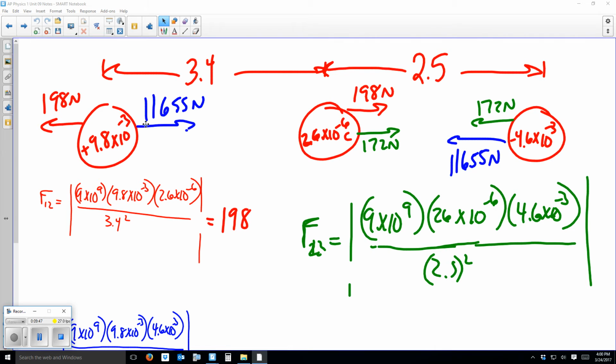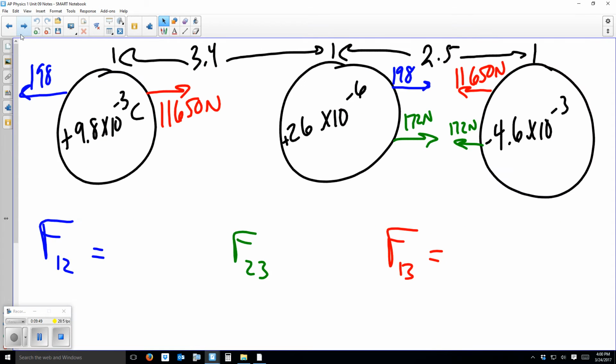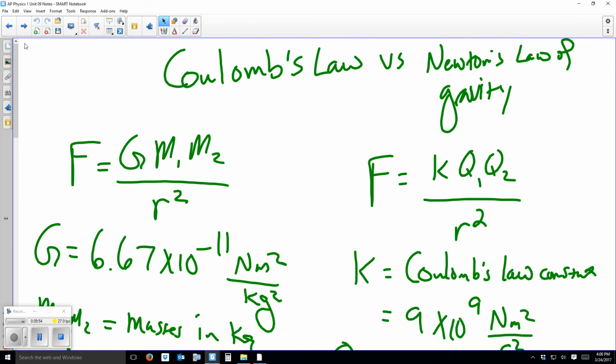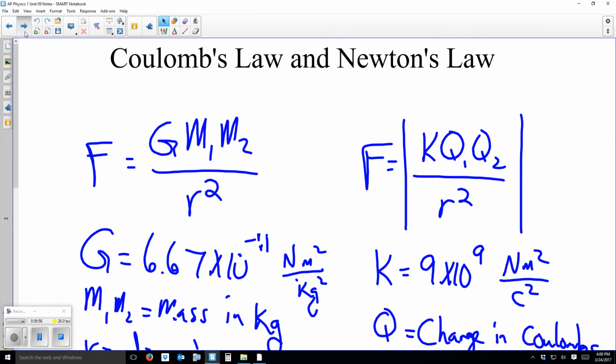A couple more examples, same sort of thing. Let me scan through all these notes, make sure I'm not going through some of the same stuff again.